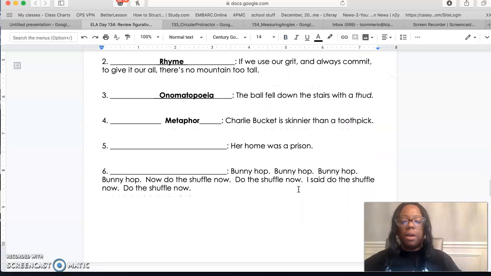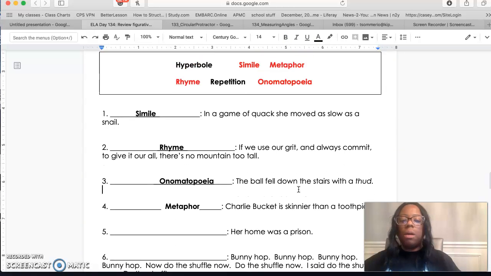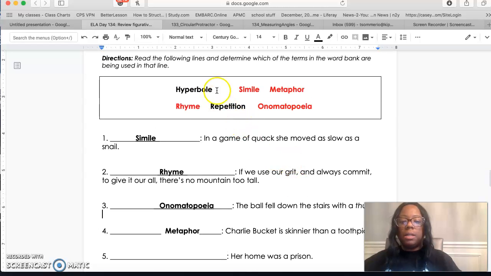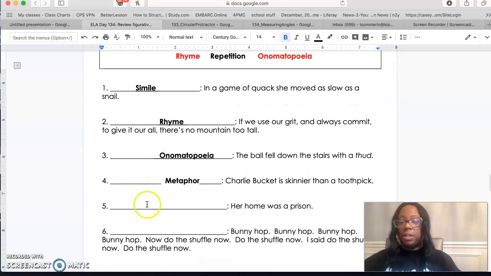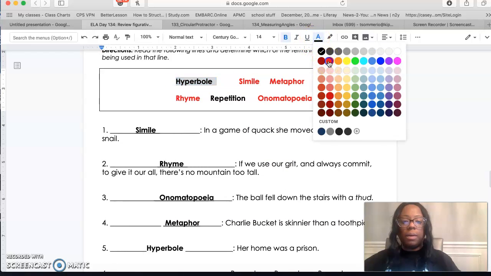And we can go on to number 5. Her home was a prison. Her home was a prison. Sounds like an exaggeration to me, and we all know that exaggerations are called hyperboles. So we're going to put that in there. Make sure we highlight hyperbole in the word bank to show that we've used it already.